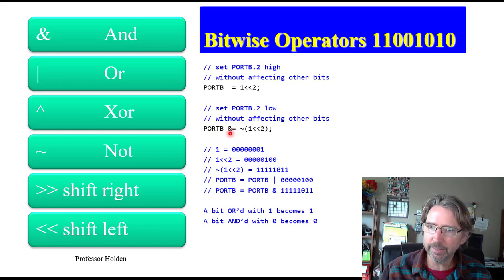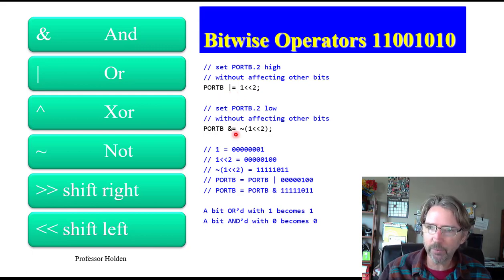This PORTB &= ~(1 << 2), NOT 1 left shifted 2 places, sets bit 2 to a 0 without affecting the other bits. It's important to remember that when we number the bits, we start with bit 0, and bit 0 is the rightmost bit. So this is bit 0, bit 1, bit 2 right here. So this is what we're talking about. If you want to change bit 3, you would change this 2 to a 3. If you want to change bit 4, change it to a 4. So you put the bit number here or here, and you use this little template to turn it on or off.